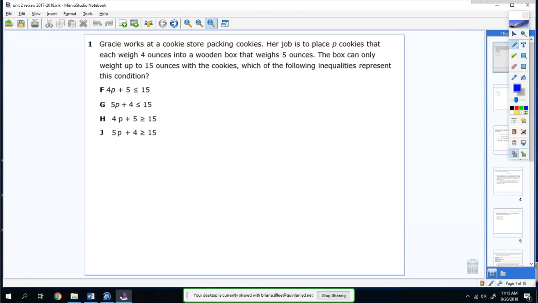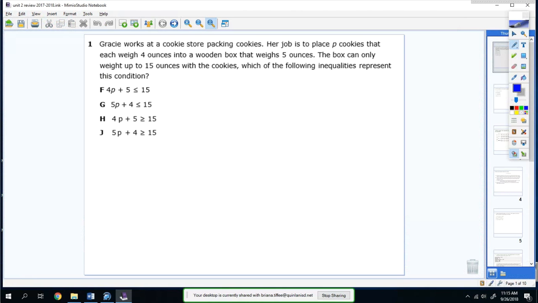Right, so this is your Unit 2 review. Your first question is: Grace works at a cookie store packing cookies. Her job is to place p cookies that each weigh 4 ounces into a wooden box that weighs 5 ounces. The box can only weigh up to 15 ounces with the cookies. Which of the following inequalities represents this condition?